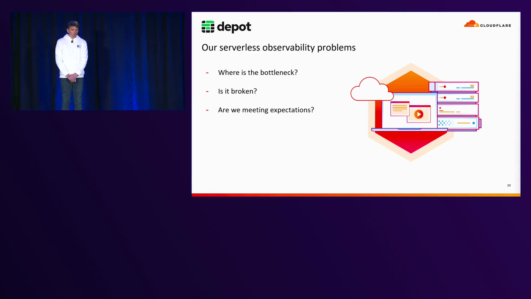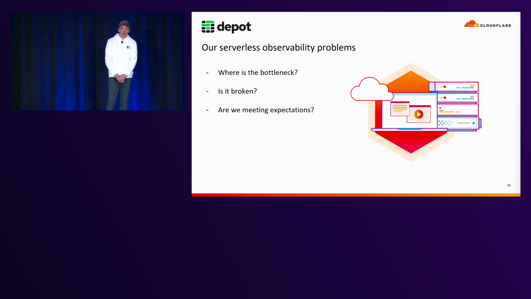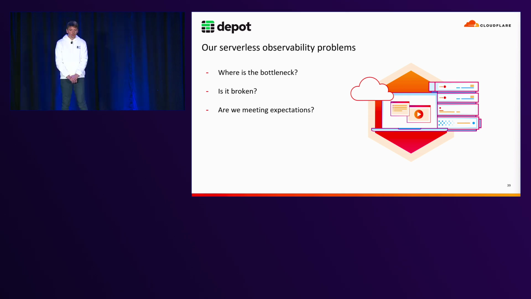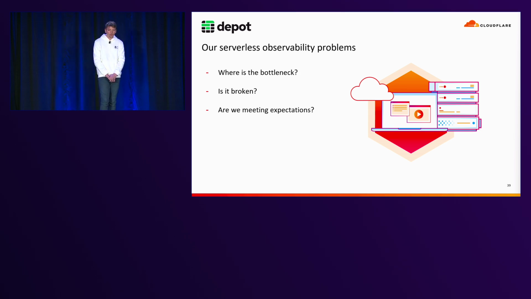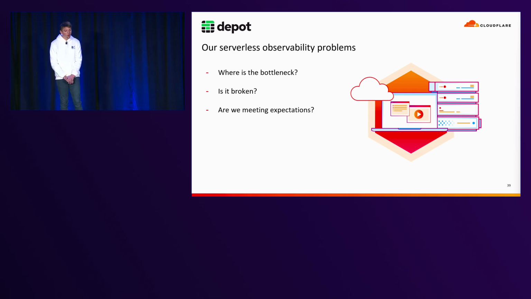So we have a lot of moving pieces to our core architecture, and pieces of that span multiple providers. That said, the problems we have with observing the serverless components of Depot really boil down to performance, tracing, and viewing everything through a single pane of glass. We need to be able to easily spot bottlenecks going across different services and even different providers. We need to know where things might be broken in the chain of requests. We need to know if we're meeting our own internal expectations for different parts of the system.